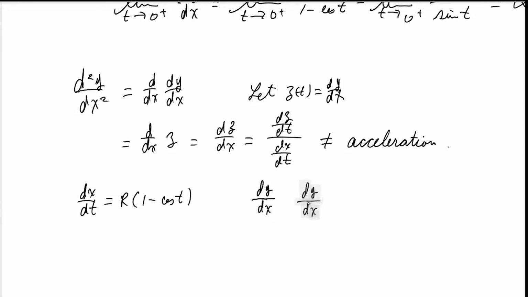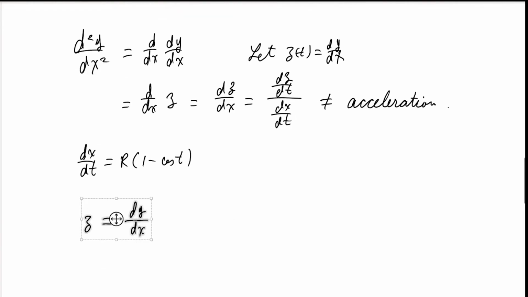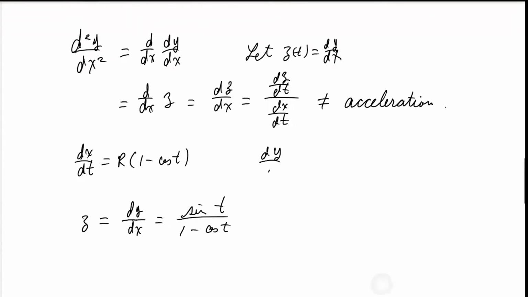I'm gonna move this over. So this is z. Actually, I'm gonna move it here. dy over dx looks like this: sine t over 1 minus cosine t. Am I doing it the other way? I think I'm right. This was what it was. Maybe I should have written it in the first place. dy over dt is equal to r sine t. And then dy over dx is this thingy over this thingy, right?